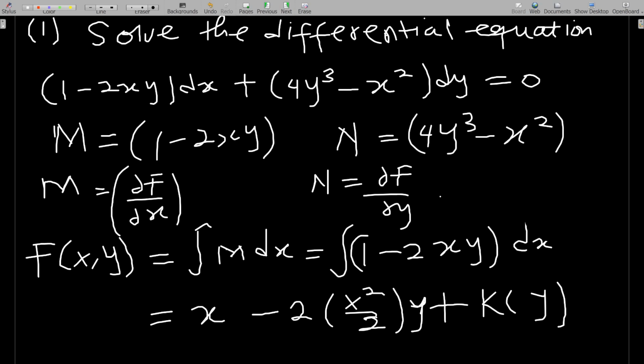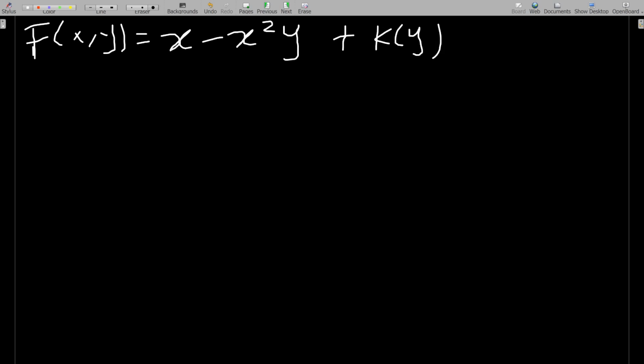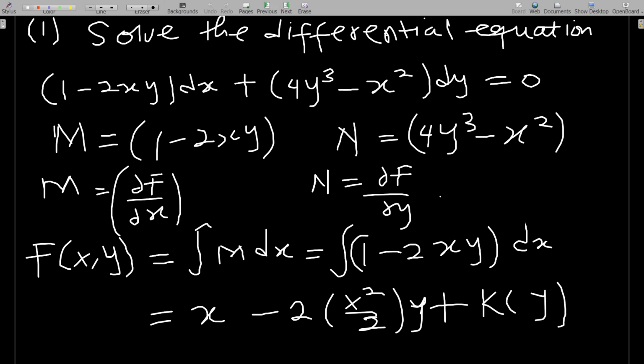So using the M, I have f of xy being equal to x minus x squared y, then plus the constant k of y. Now try to differentiate this with respect to x, and you get your M back. Since we are doing the integration with respect to x, k of y should be a constant.